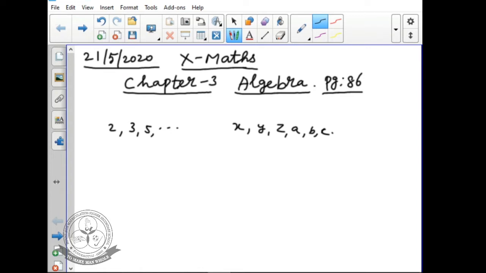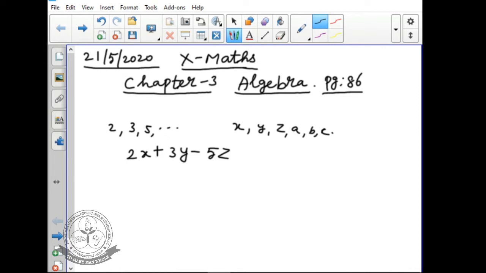So how do we combine numbers and alphabets? We write 2x, 3y, minus 5z like that. Combining numbers and alphabets, we get this. We have to use mathematical operations, plus, minus, like that. Now we are getting one expression. This is only called algebra. Combining numbers and alphabets is called algebra.